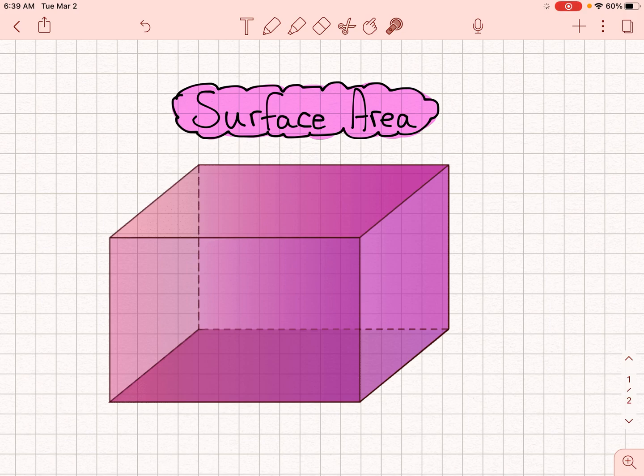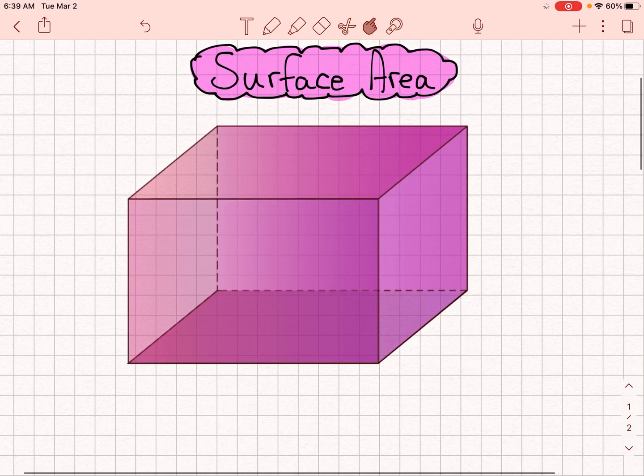So recently we've been talking about volume, and that's counting how many cubes fit inside of a geometric solid. Today we're going to talk about how to measure the outside of a geometric solid. The outside of a geometric solid is what we call surface area.